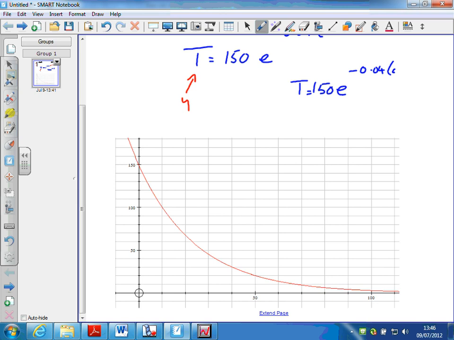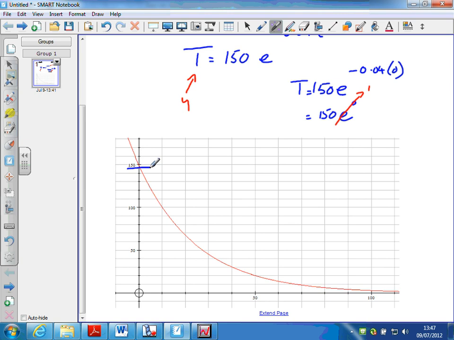Well, when t is 0, then e to the minus 0.04 times 0 becomes e to the 0, and anything to the power 0 is 1. So T, the temperature, is 150. So in other words, the 150 here in any exponential function, the value in front of the exponential gives us the start point for the curve. And in this case, it's cutting the y-axis at 150, which verifies that.